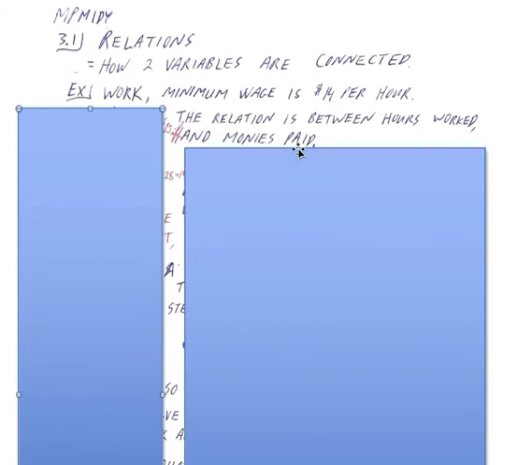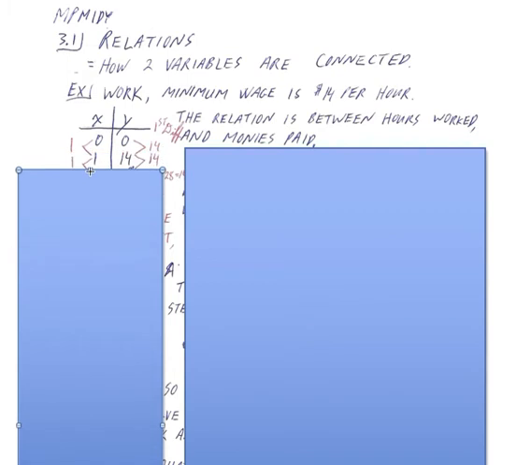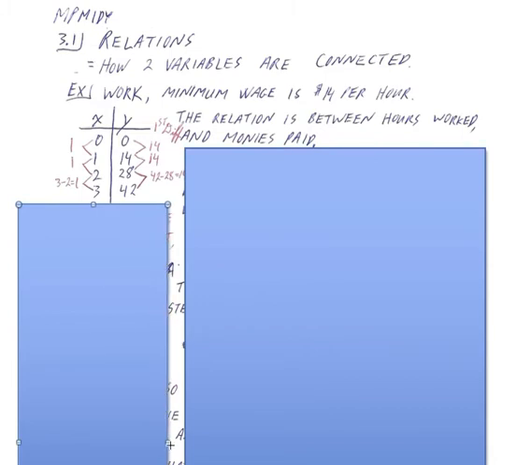Pretty well straightforward. So if I were to sit down and start working out a table, right? 0 hours, 0 money. 1 hour, 14, 2, 28, and so on. Okay? Don't worry about the red writing just yet. I'll come back to that.